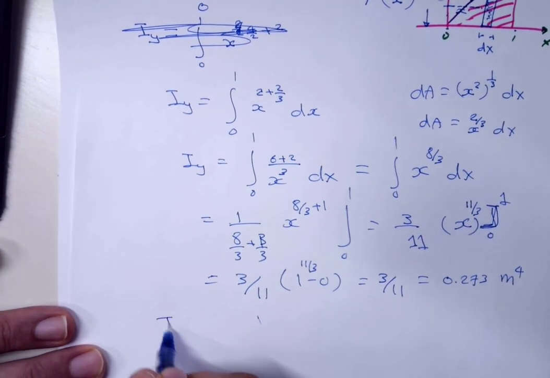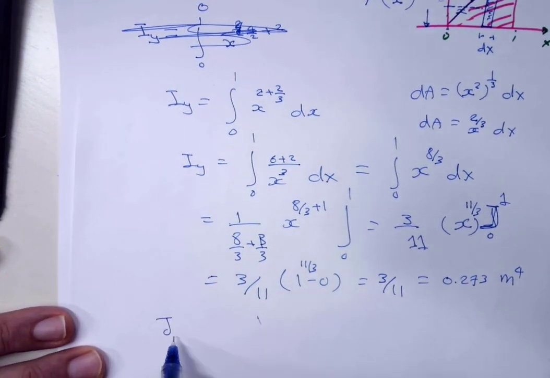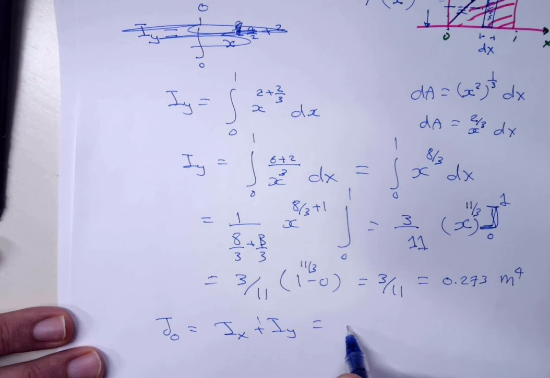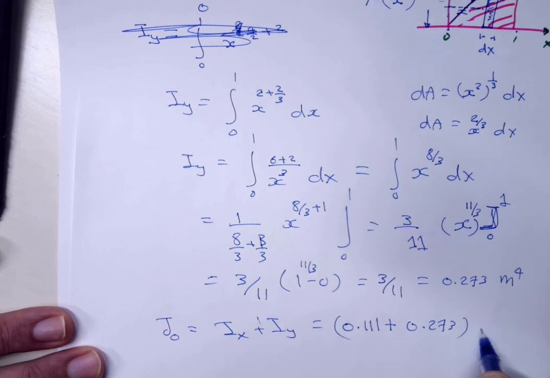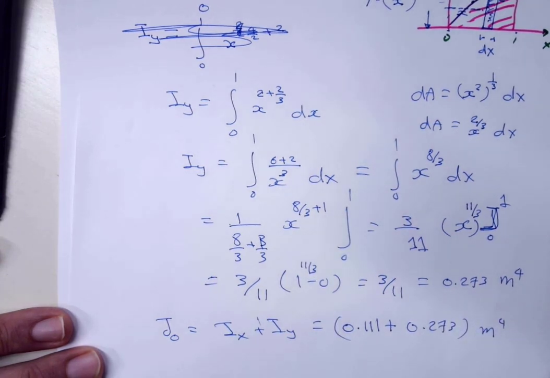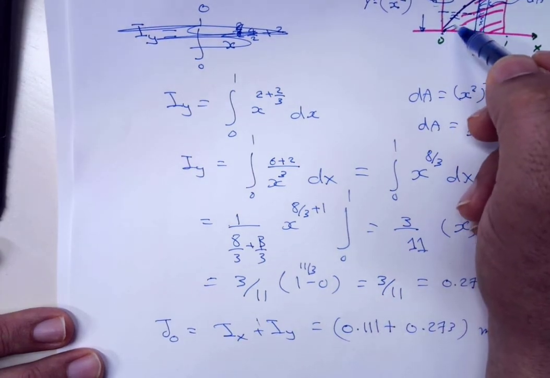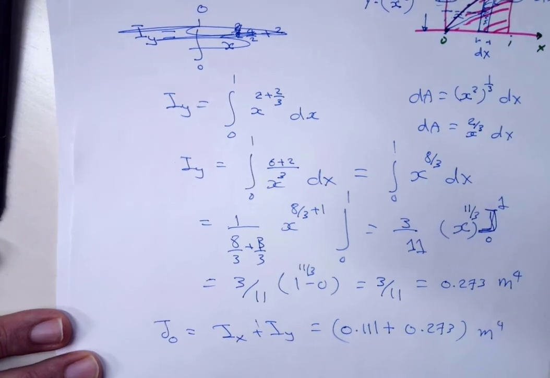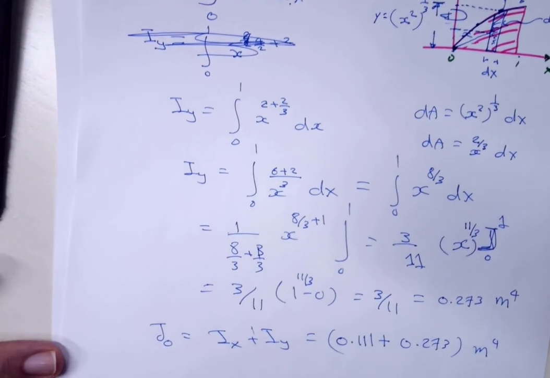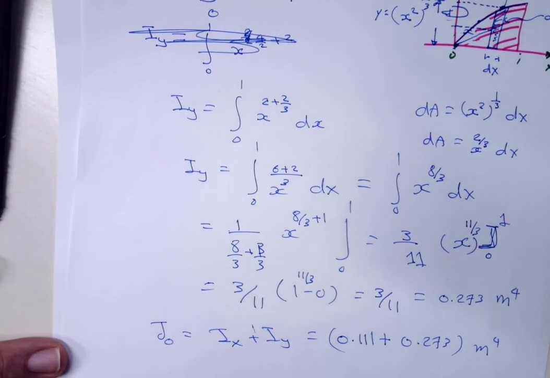Now if I ask you to calculate the polar moment of inertia, you're going to say it's Ix plus Iy, and that's equal to, from previous, 0.11 plus 0.273, and that's going to be meter to the power 4. And the polar means how this tends to rotate about O, right? So that's it for the integration.